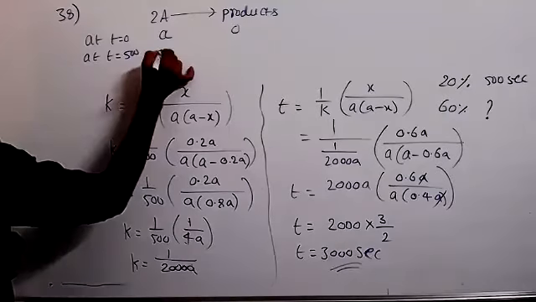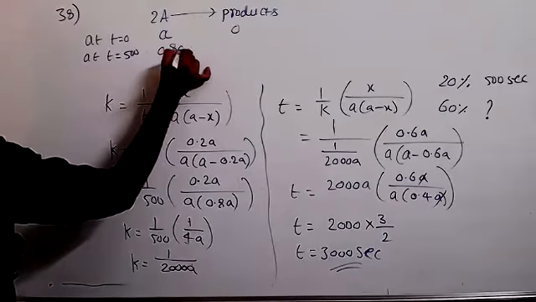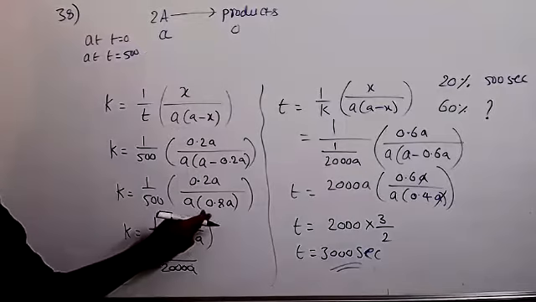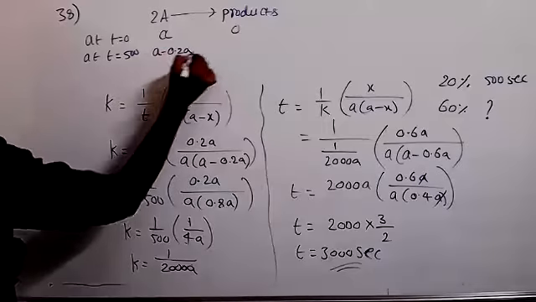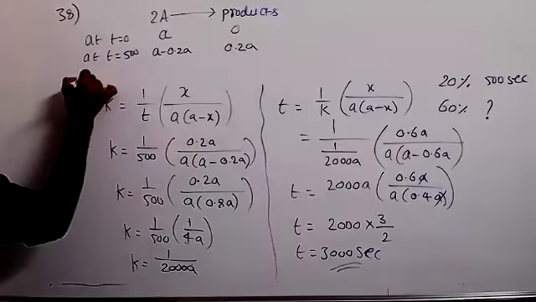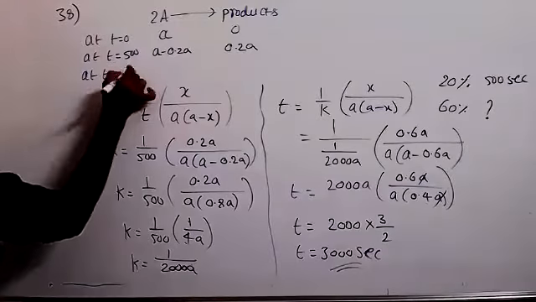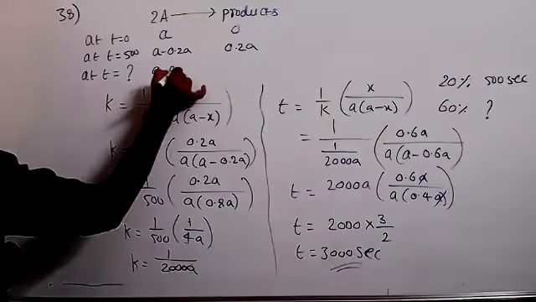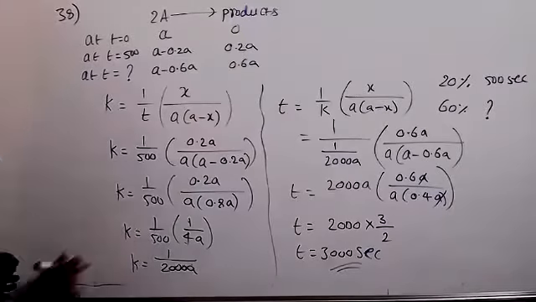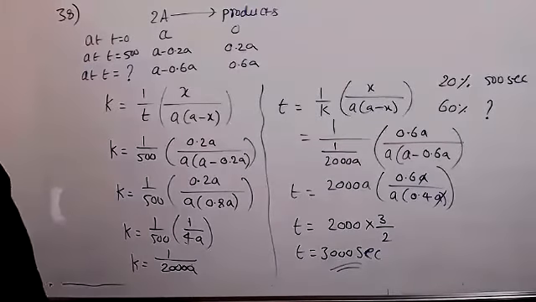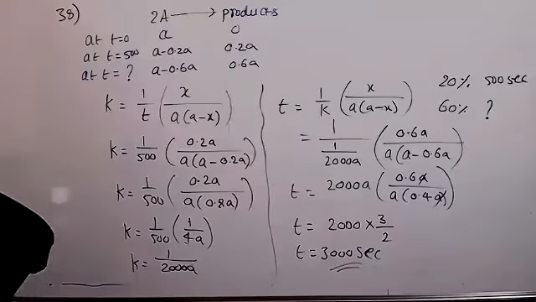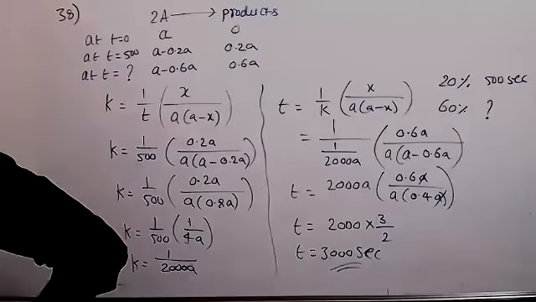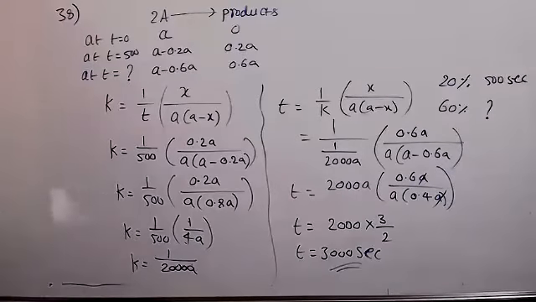Your amount of reactant left is 0.8A. Otherwise, A minus 0.2A is reacted. So here 0.2A. So option C is correct.